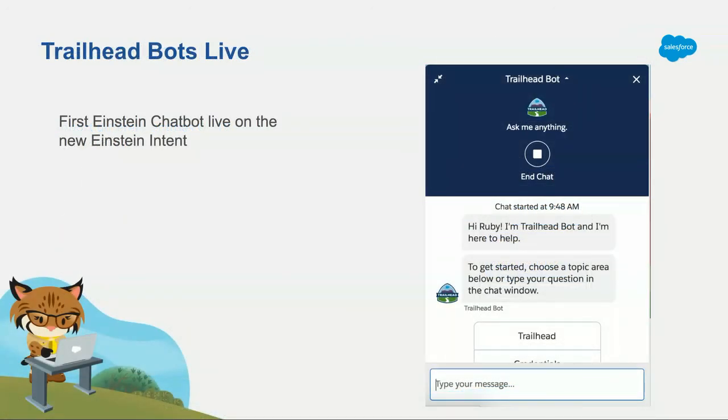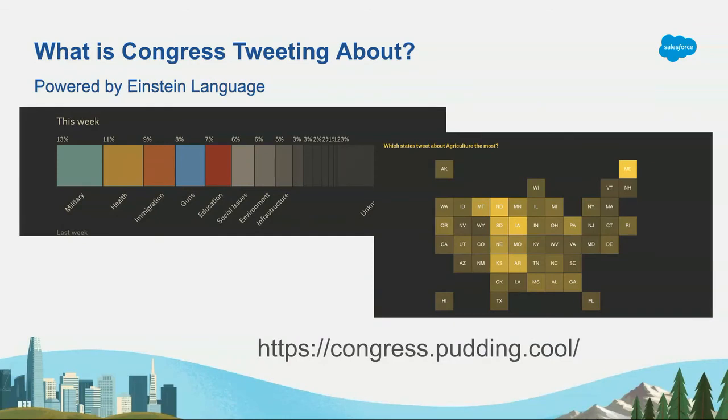And two examples of products that are currently using these latest language models. The Trailhead Chatbots is live, and that's using the new version of Einstein Language, so the new intent and NER. And then we also have this cool project that's part of our AI for Good initiative.